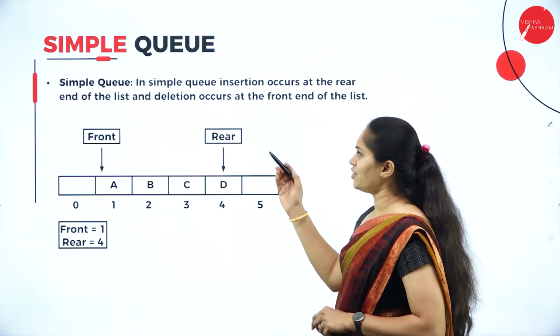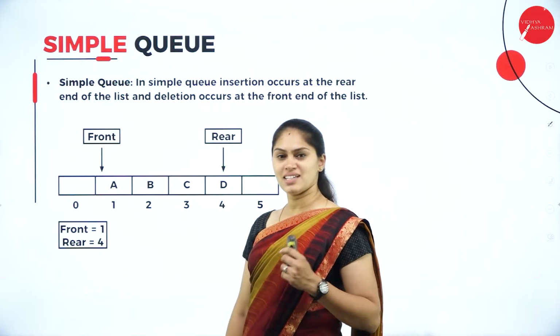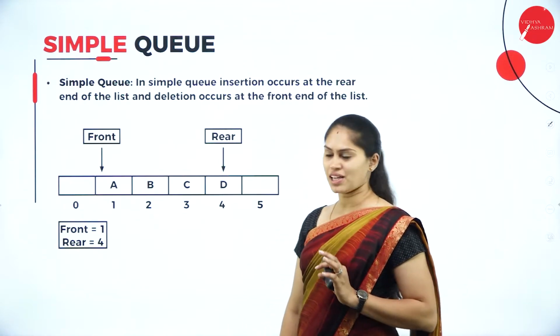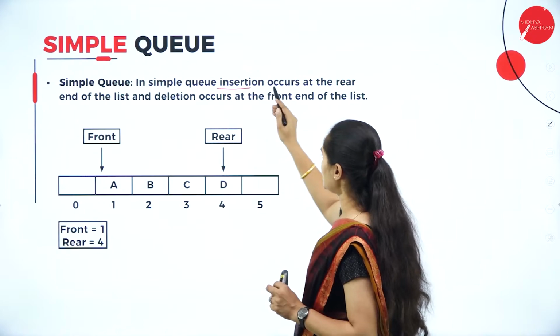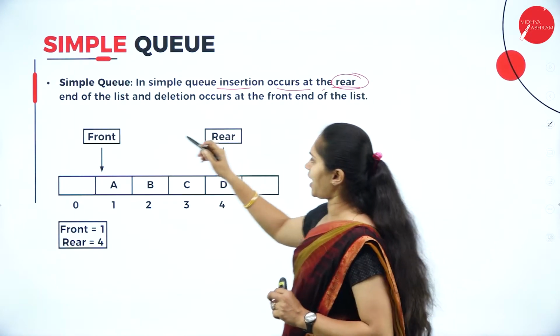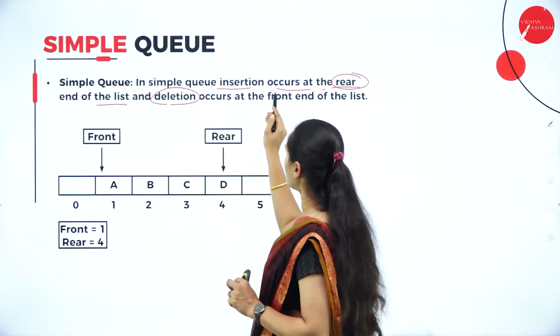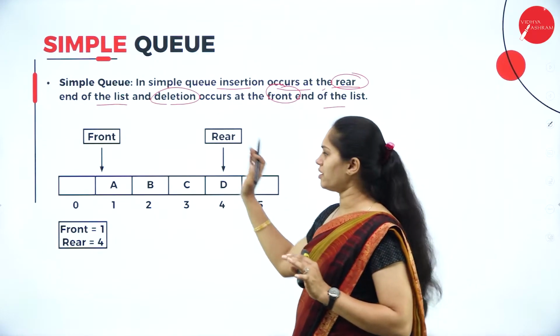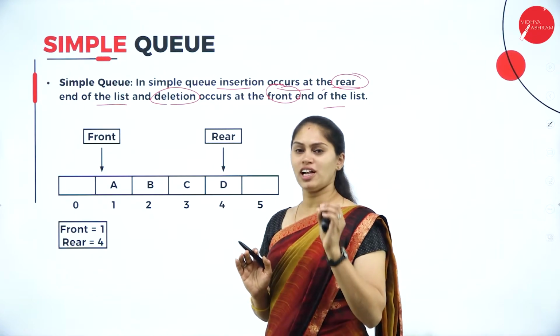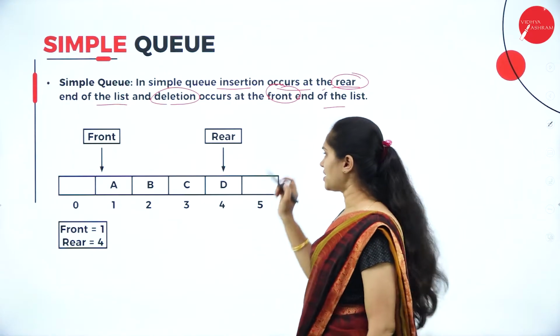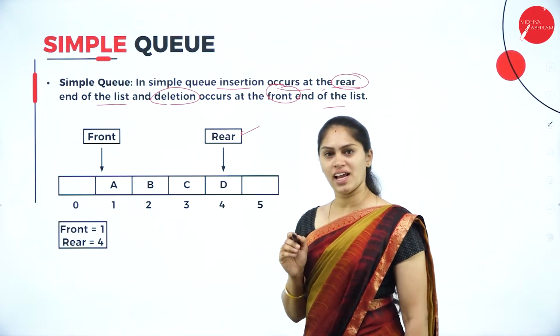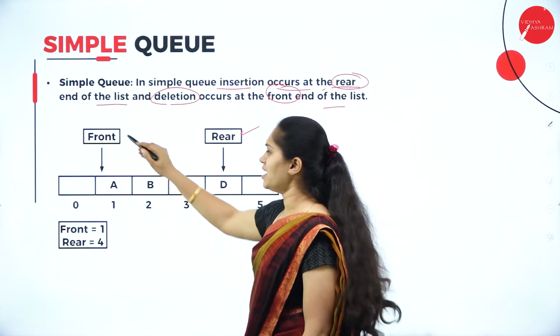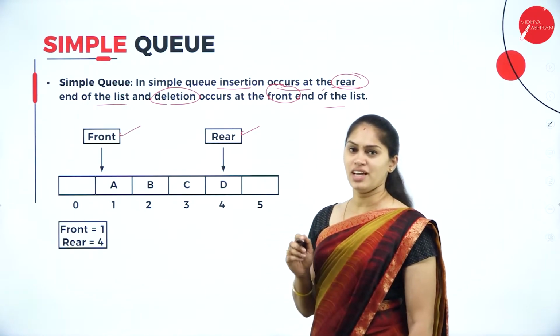First, we have the simple queue. As the name indicates, it is simple. That means insertion occurs at the rear end of a list and deletion occurs at the front end of a list. This is just like the normal queue we have studied till now. If I wanted to insert an element, it takes place with the help of the rear end. If I wanted to delete an element, it takes place with the help of the front end.